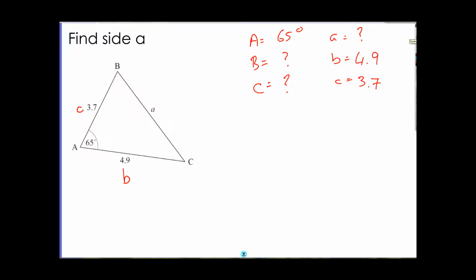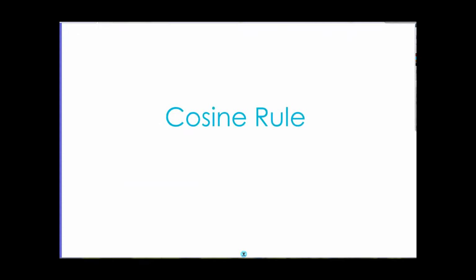Now we run into a problem. To use the sine rule, we need a matching pair. We need to have an angle and a side for one of these letters, and we don't have that. But not to worry, we've got one last trigonometry trick up our sleeves. This one's called the cosine rule.